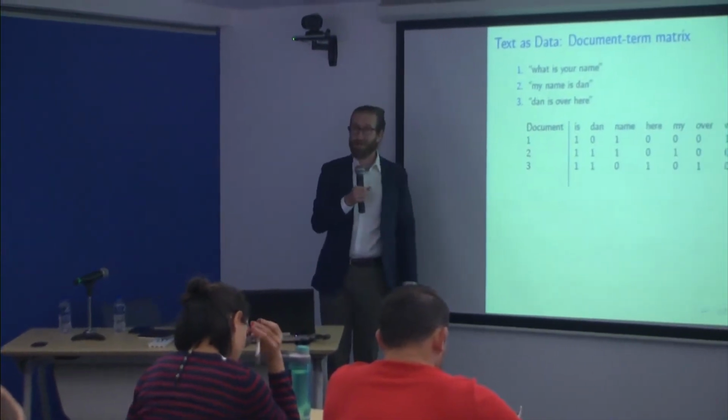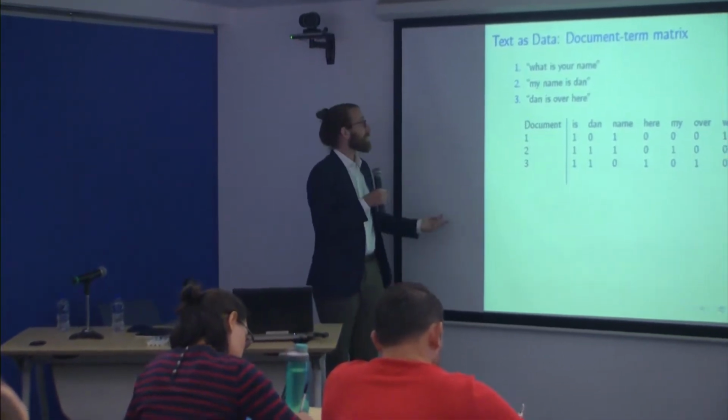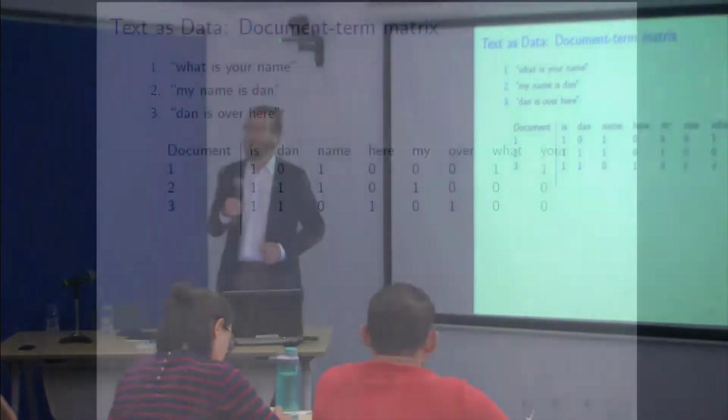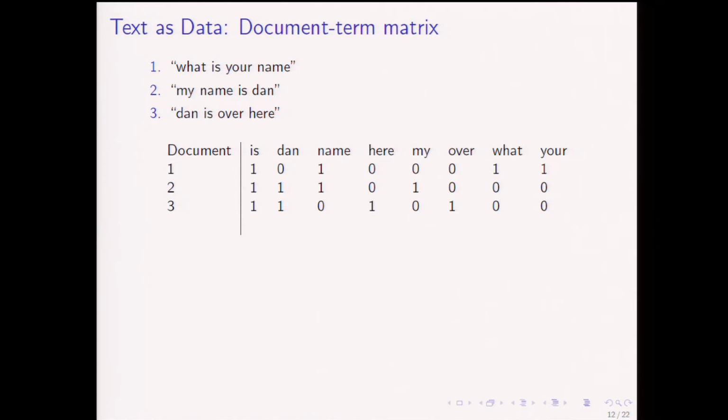We have 3 documents. Each document is a sentence in this case. What is your name? My name is Dan. Dan is over here. We can represent these with this. This is called a document term matrix, and this is the basic ingredient of almost all quantitative text approaches. We represent these 3 documents as a series of zeros and ones. Every column is a word. Every word that possibly appears in this corpus. The corpus is what you call your data set of text documents. Corpus just means data set of text documents.